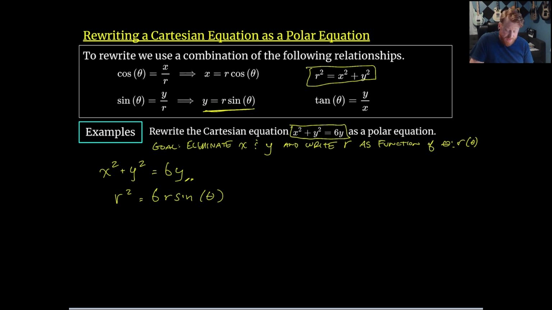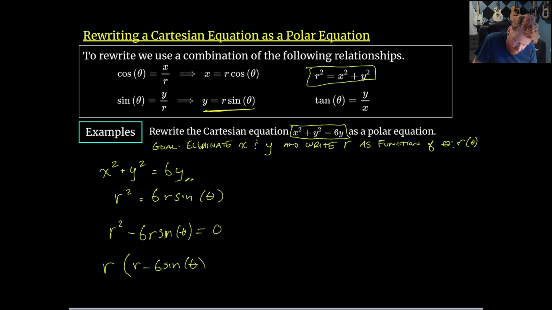I'm trying to get this as r in terms of theta, so let me get all the r's on one side. Let me subtract 6r sine theta from both sides. And now that'll be equal to 0. And I can factor out an r. So I'm getting r times r minus 6 sine theta equals 0.